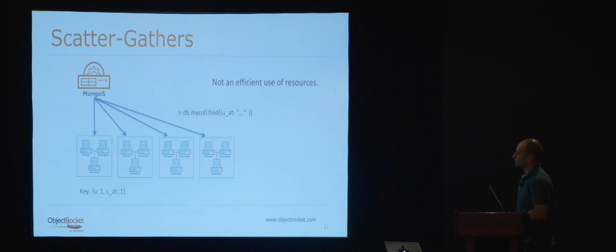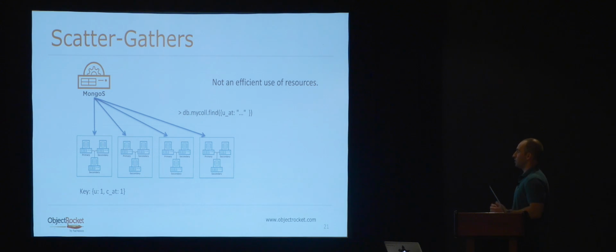And then here's an example of the scatter gathers, or the broadcast operations. This is on a field that is not part of the shard key, or at least the prefix is not in the query. MongoDB has no choice but to send that operation to all shards. This can be very costly.